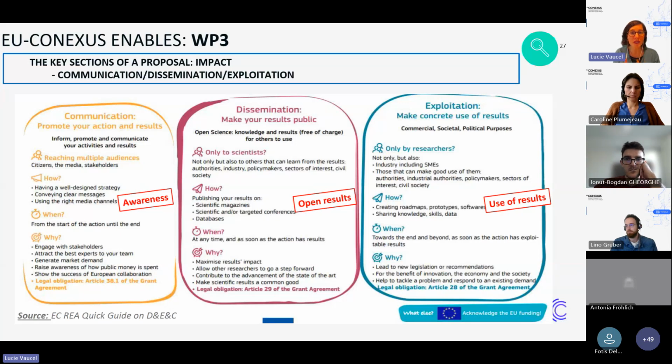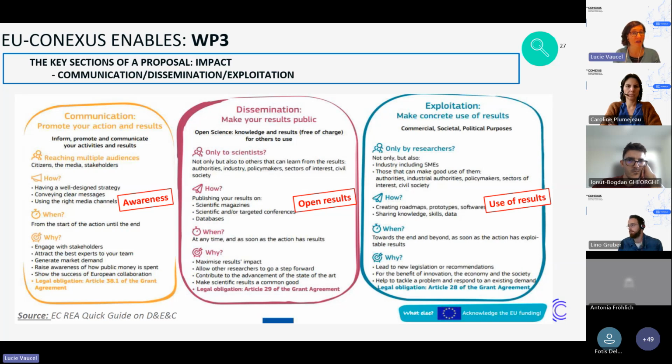And just quickly, for you to keep in mind, the main goal of communication is to promote your action and results, promote your project and results. It aims at raising awareness among citizens, the media, stakeholders, a wider audience, okay? The idea is to inform, promote, and communicate your activities and results to a large audience.